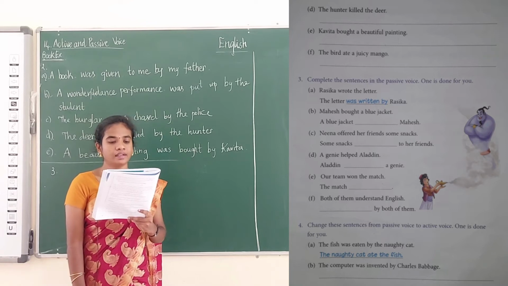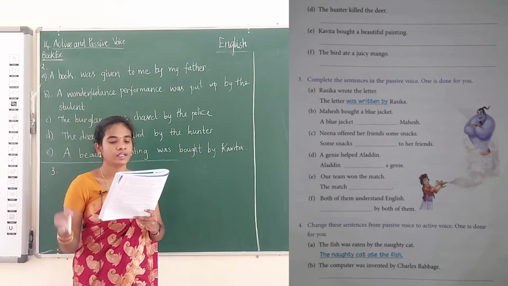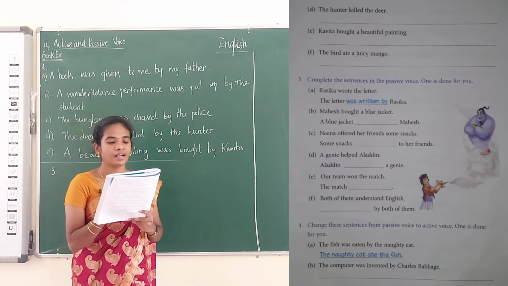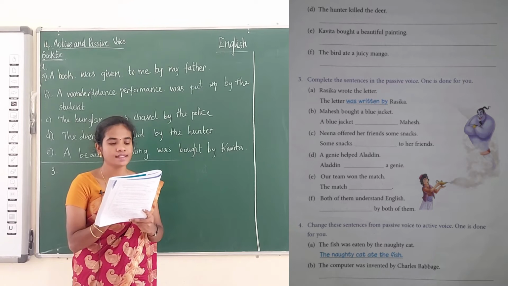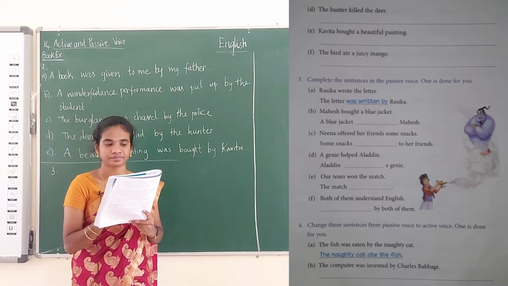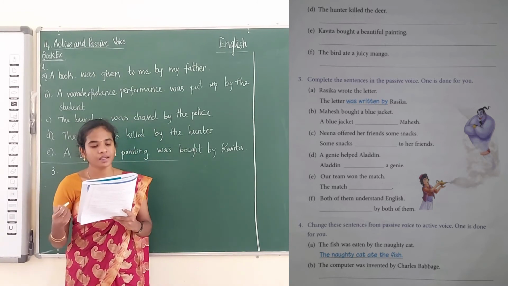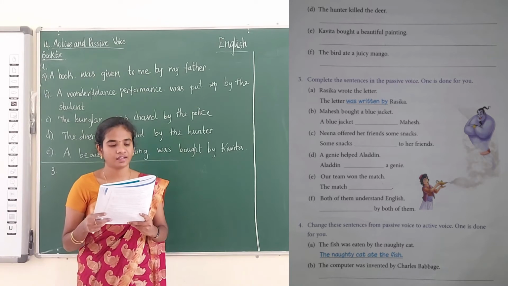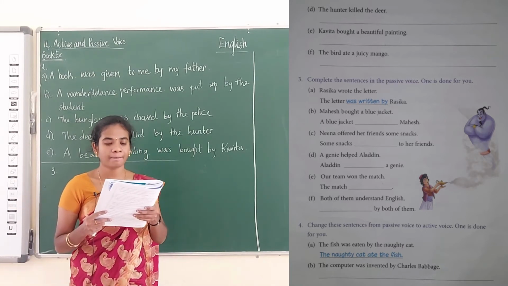Then A, Rasika wrote the letter. So here, the be verb is missing. So we are writing was, because wrote is the past tense. Then we are writing the V3, written, by Rasika. The letter was written by Rasika. Then see the next one, B. Mahesh bought a blue jacket. Okay, a blue jacket was bought by Mahesh.